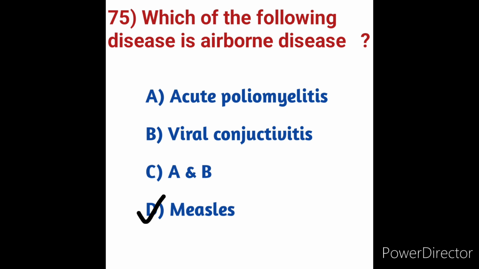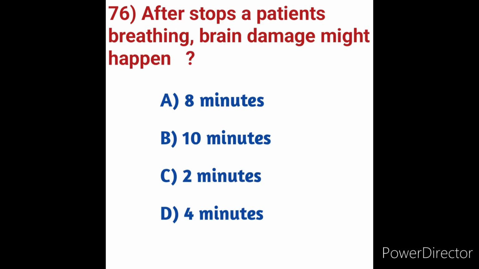Next we will move on to question number 76. After a patient's breathing stops, brain damage might happen. Here the patient has stopped breathing. Brain damage might happen after stopping breathing, which means how much is the duration in between? We will see the options here. Option A 8 minutes, option B 10 minutes, option C 2 minutes, option D 4 minutes.